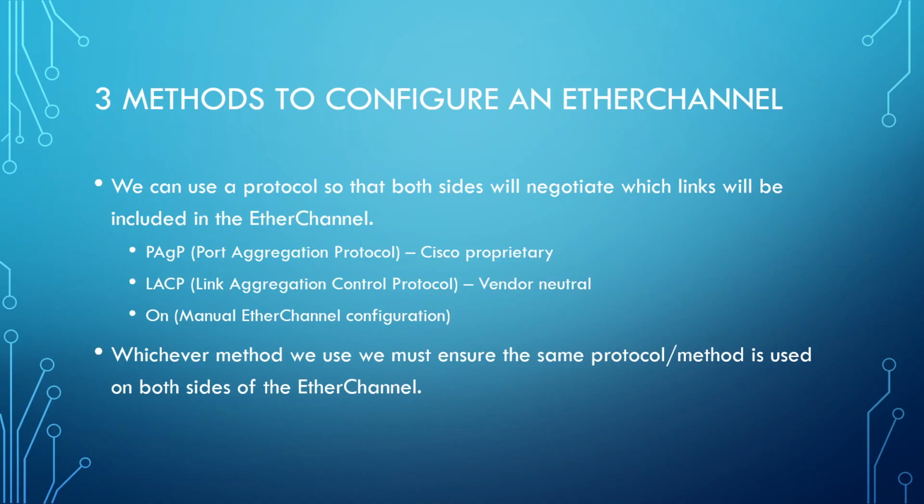And whichever method we use, whichever protocol we use, we have to make sure that it's the same on both sides. So if I use PAgP on one side, I have to use PAgP on the other side. If I use LACP on one side, I have to use LACP on the other side of the EtherChannel. Obviously, I could have a switch with 3 different EtherChannels, one using PAgP, one using LACP, one using the manual configuration, and that's fine, as long as the other side of the EtherChannel is using the same configuration. So the configuration has to match on either end of the EtherChannel link.